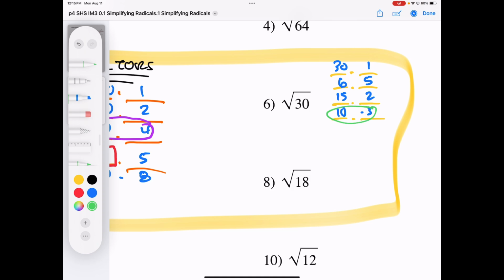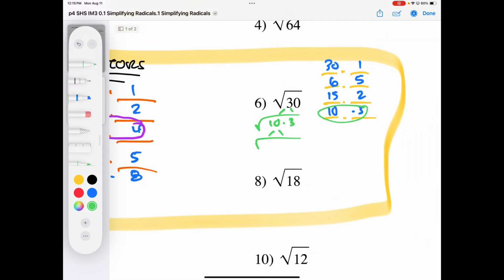So look here. Let's try this. That is 10 times 3. And then that turns into what? Okay, I just want to pause right here and tell you what this is called. These are called prime factors or prime factorization. And basically what it means is you cannot break it down or simplify it anymore.